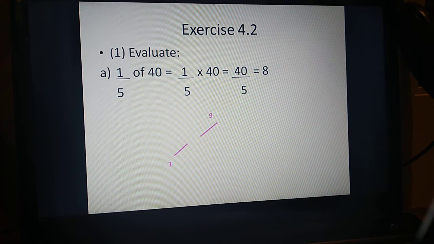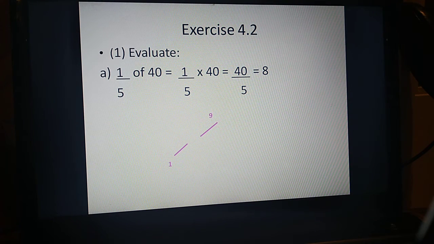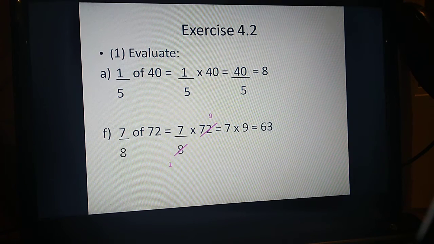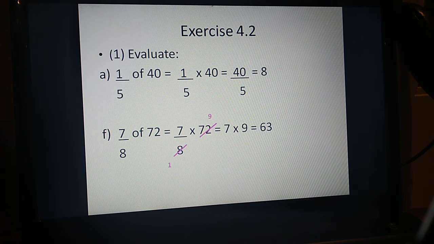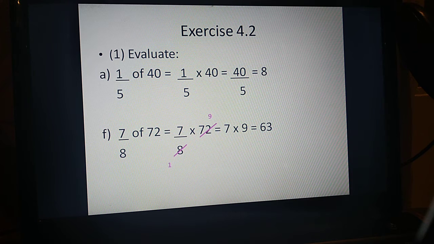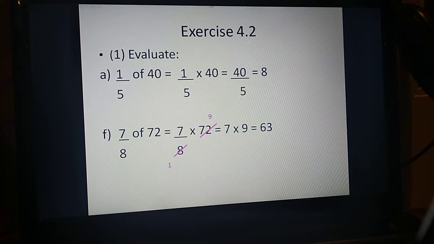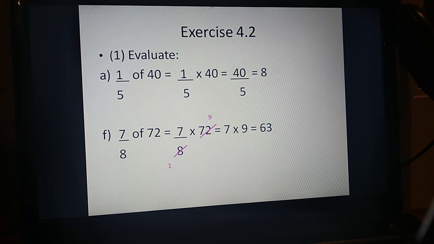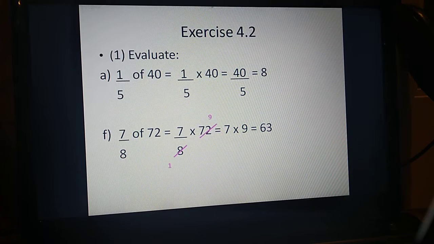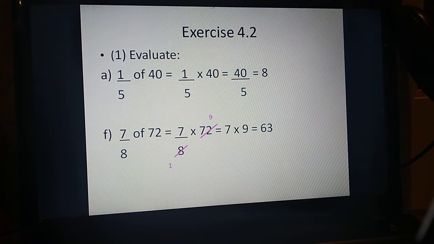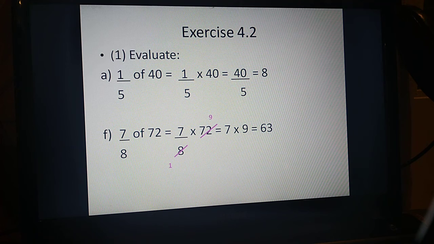So I need you to pause the video, try to do it on your own, and see if your answer matches mine. Welcome back. In part F, 7 out of 8 of the 72. Yes, you must have replaced of with the sign multiplication. Then I'm sure that you remembered something you do from Arabic math. Yes, simplification. You can simplify 8 with 72 by dividing both of them by 8. Yes, 8 by 8 is 1, as you can see in pink.